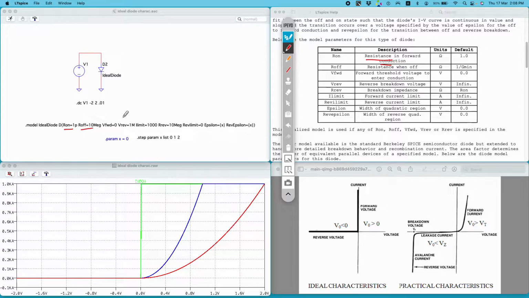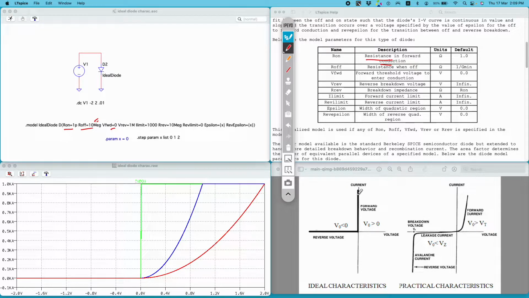R off is the resistance when the diode is off. You can imagine that for an ideal diode it should be infinity. So I have kept it to a high value, 10 meg. V forward is the forward voltage drop, which is 0.